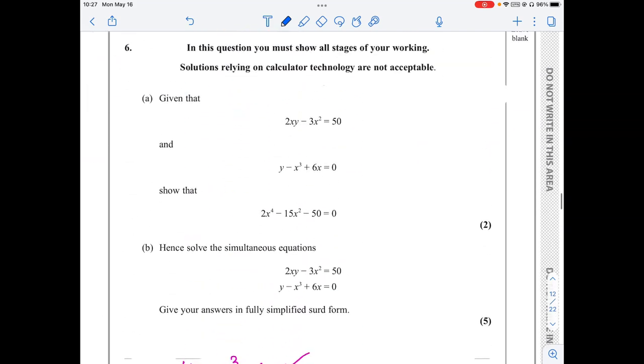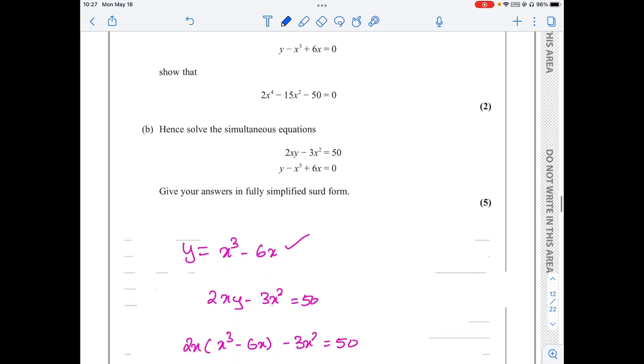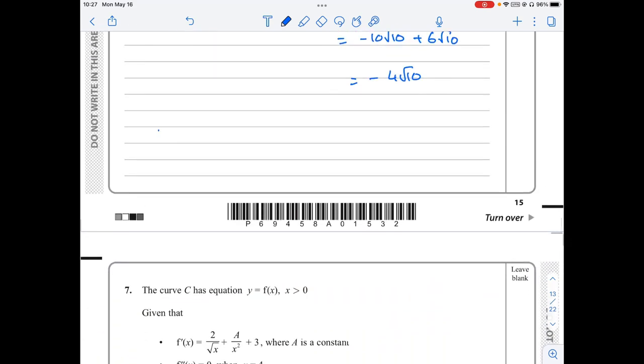Is he asking in the form of coordinates? He is just asking to solve it out and give your answers in fully simplified surd form. So we have solved that one. But I'd better write it out in the form of coordinates. So square root 10 comma 4 square root 10 and negative square root 10 comma negative 4 square root 10.